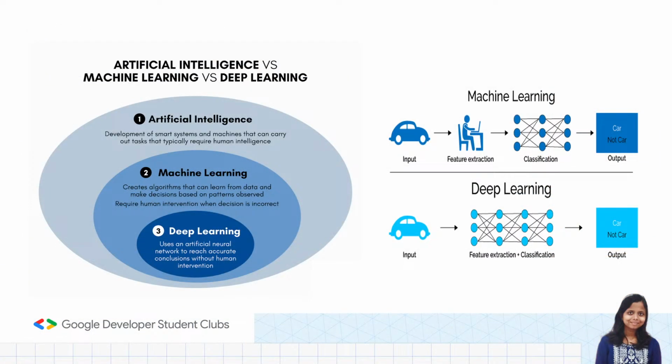So from that figure, you can see that AI includes both machine learning and deep learning. Inside the machine learning model, it has neural networks, which work similar to our brain neurons. The basic difference between machine learning and deep learning is the extraction of features which are relevant to the output. In machine learning, it is done manually by a human. But in deep learning, the feature extraction and the classification are both done inside the neural network.